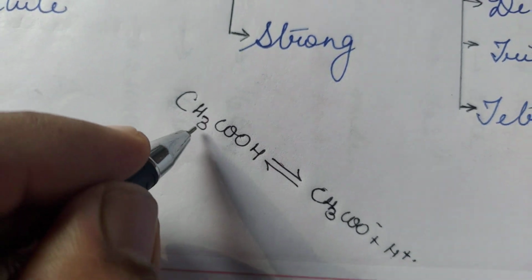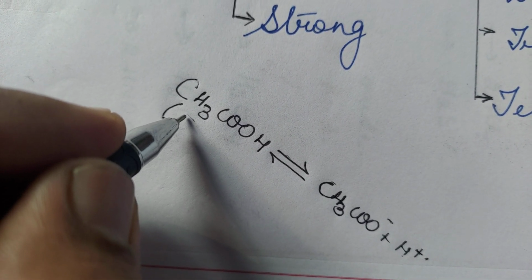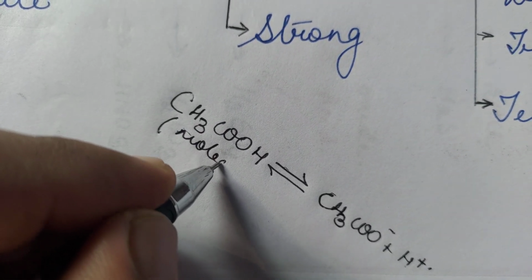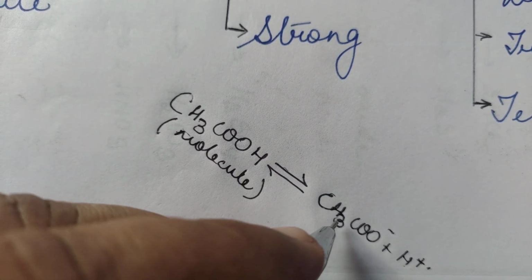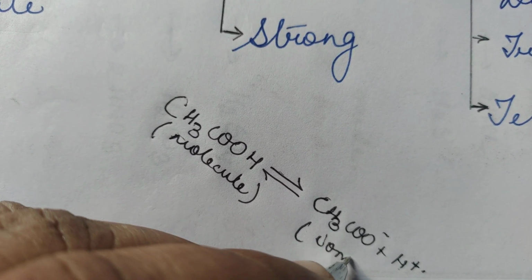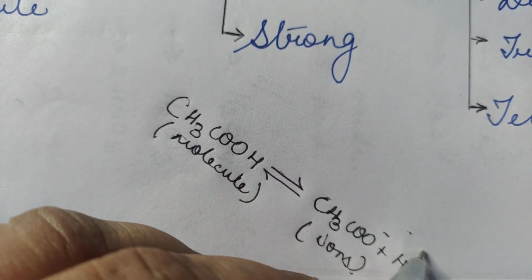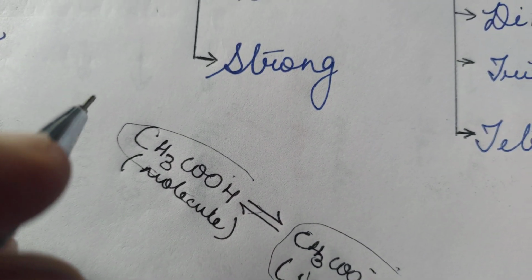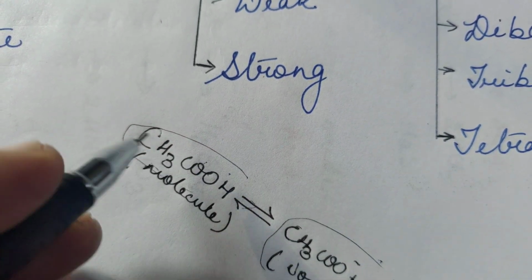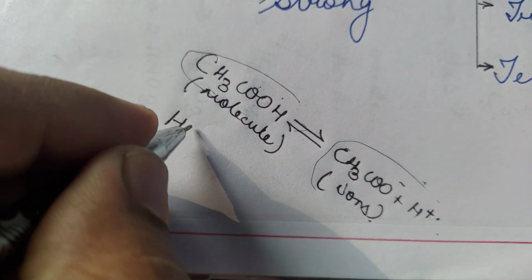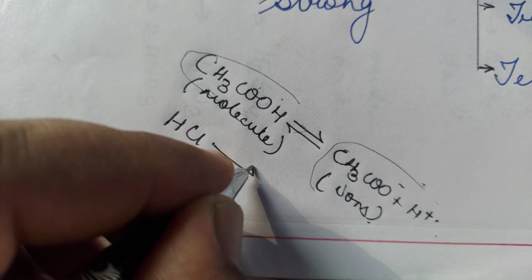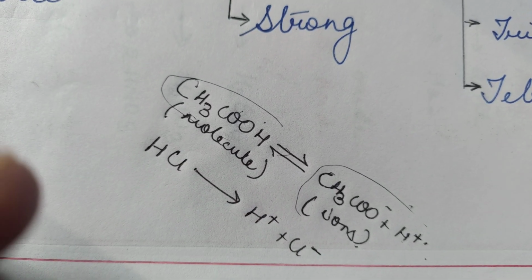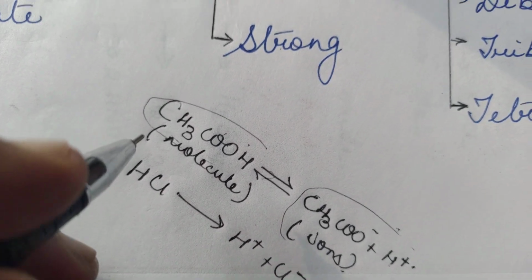Now in this condition, there are two types of species existing over here. The first one would be molecules and the other would be ions. The solution will contain both ions and molecules. But it's not the same case with the strong acids. Strong acids will dissociate absolutely completely, like HCl will dissociate completely to give H plus and Cl minus. So therefore they are categorized as strong acids.